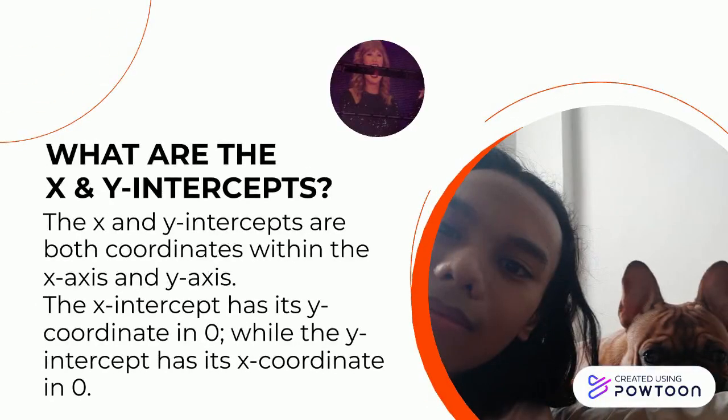What are the x and y intercepts? The x and y intercepts are both coordinates within the x and y axis. The x-intercept has its y-coordinate at 0, while the y-intercept has its x-coordinate at 0 as well.